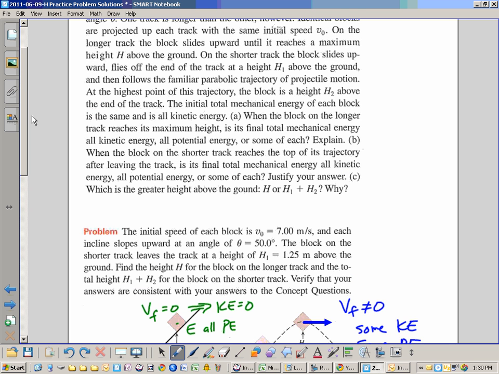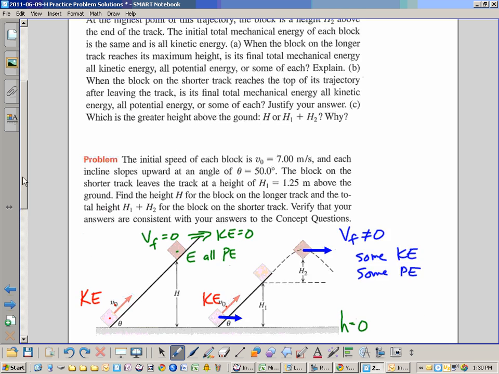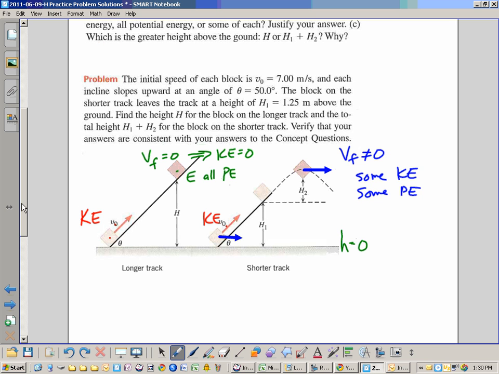So which is the greater height above the ground? H, here, which is green, or this H1 plus H2. I don't know why they do that. That's where it leaves the track, I guess. But we could have just said H prime. So blue or green, which is going to be greater? Green. Green has to be greater, right?